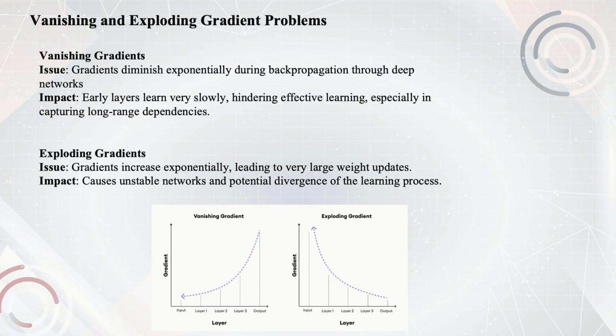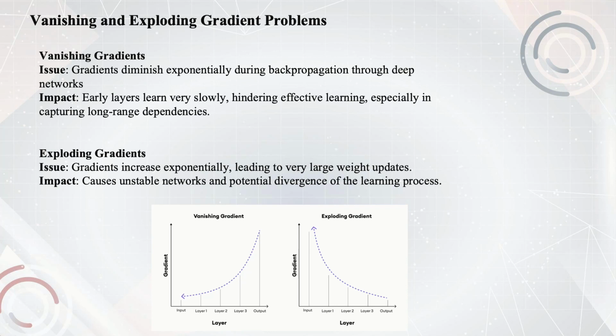So let's talk a little about the vanishing and exploding gradient problem. The vanishing gradient problem occurs during the training of deep neural networks, where gradients computed via backpropagation diminish to very small values as they are propagated back through the network layers. This happens when the derivatives of the activation functions used in the network are less than 1.